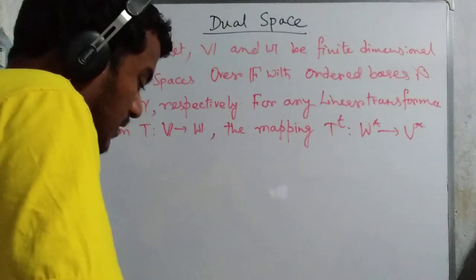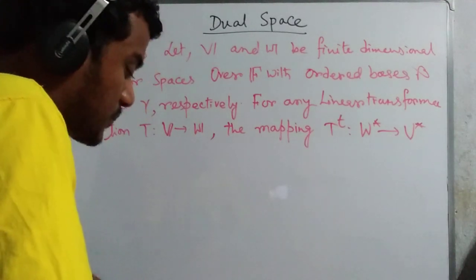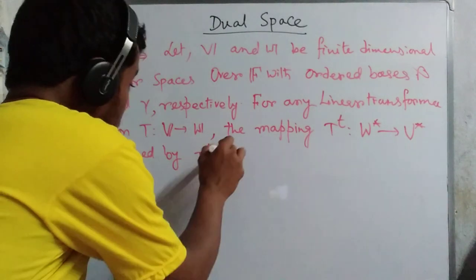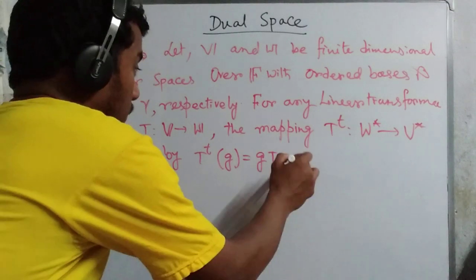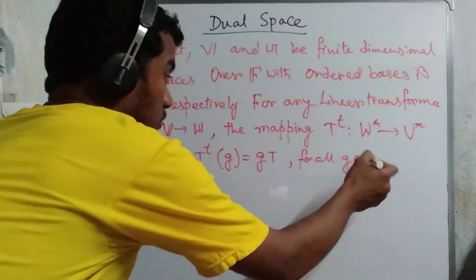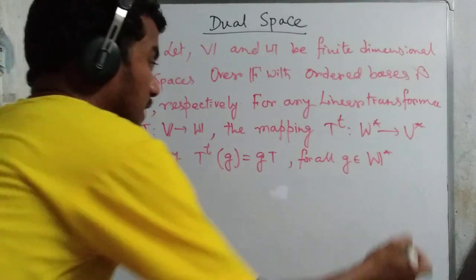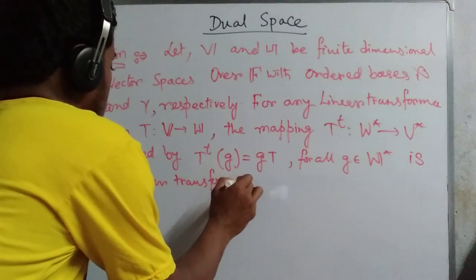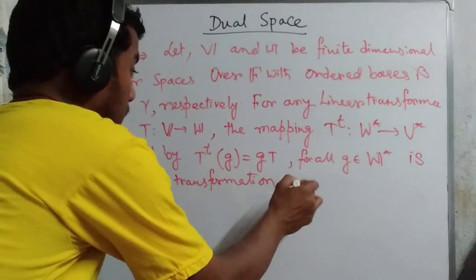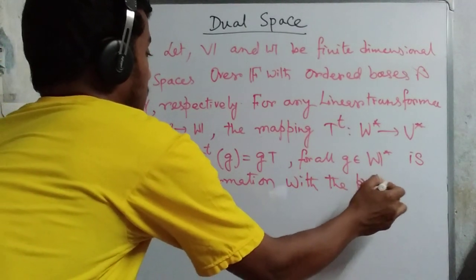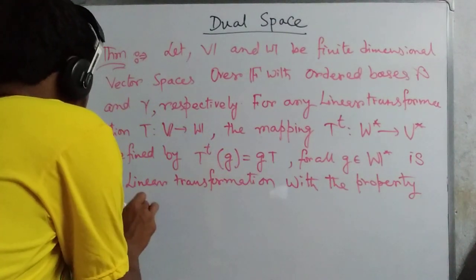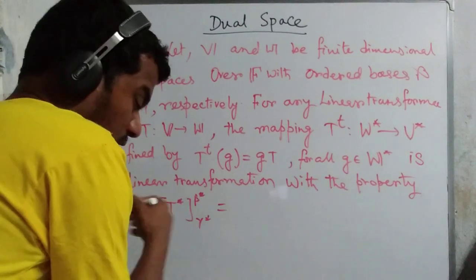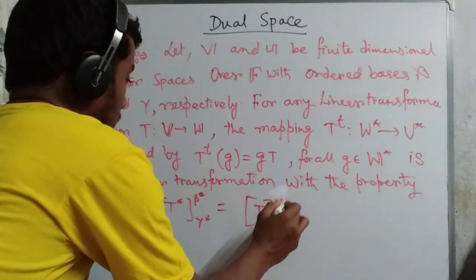Then the mapping T transpose is defined by T transpose g equal to gT for all g belonging to W star. It is a linear transformation with the property that T transpose gamma star beta star equal to the transpose of T beta gamma.